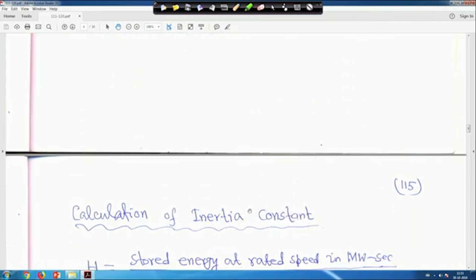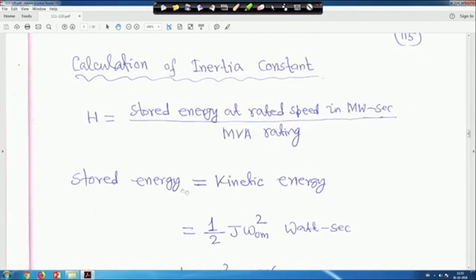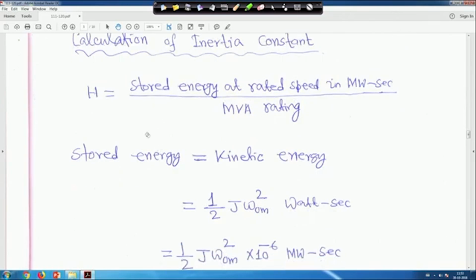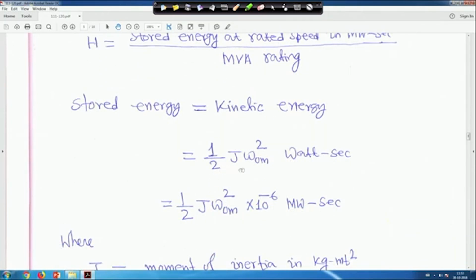Now, calculation of inertia constant. We know from power system analysis, transient stability studies, that H is equal to stored energy at rated speed in megawatt second divided by MVA rating. So its unit is second. Stored energy is nothing but kinetic energy. So we can write kinetic energy, the stored energy, is half j omega 0 m square, that is watt second, because energy is joule and joule per second is equal to watt. So joule is equal to watt second. So we write in watt second rather than joule.